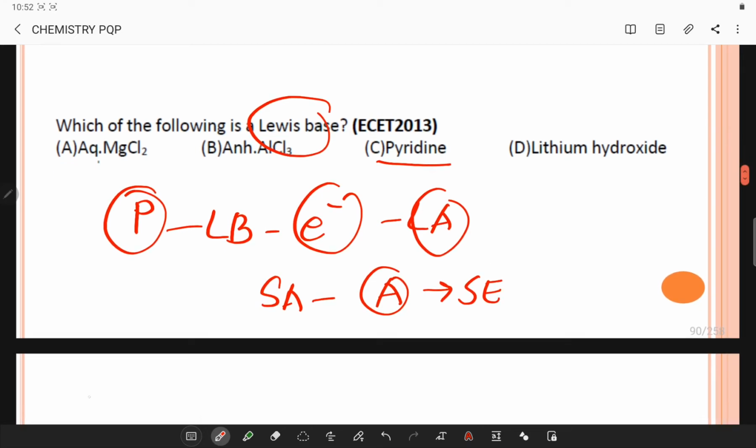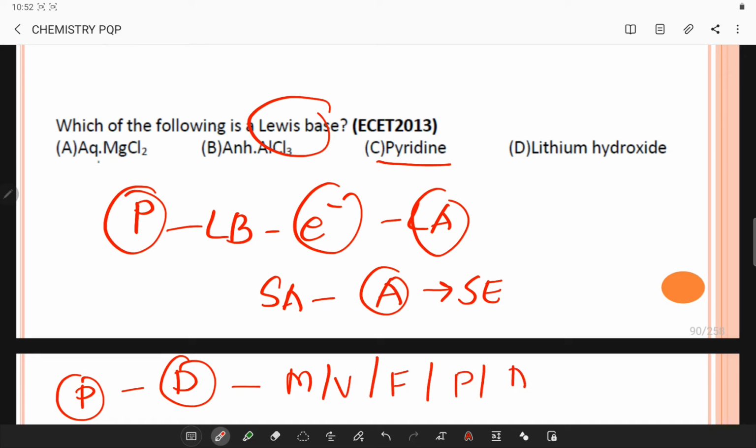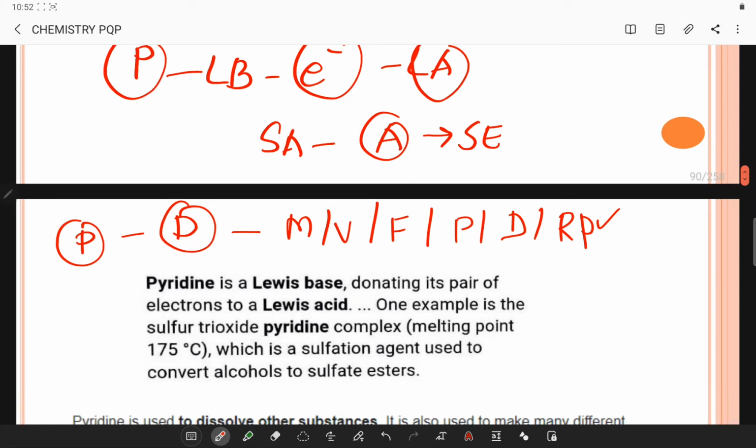Pyridine is used to dissolve other substances, and it is used to make different products such as medicines, vitamins, food flavoring, paints, dyes, rubber products, etc. Pyridine can also be formed from the breakdown of many natural materials in the environment. Remember it?